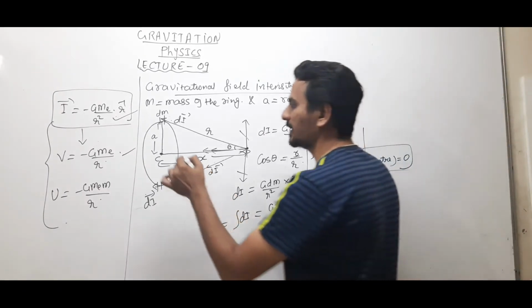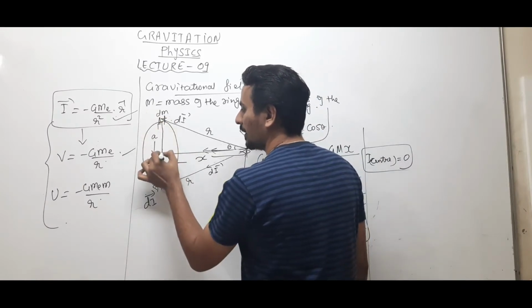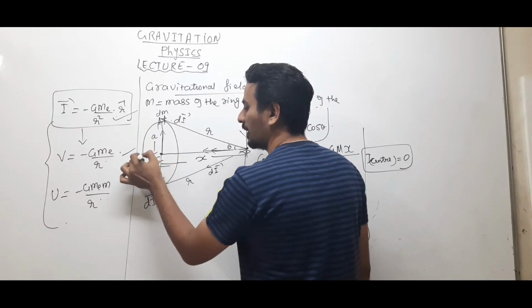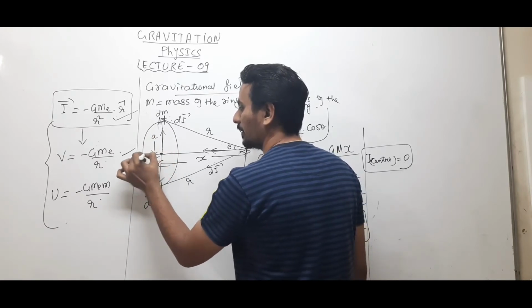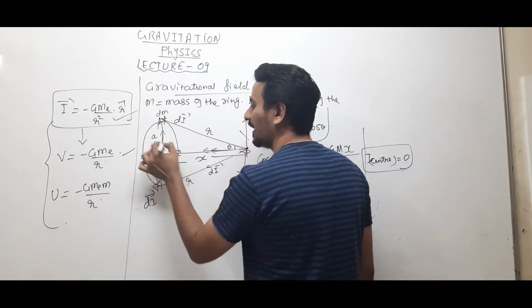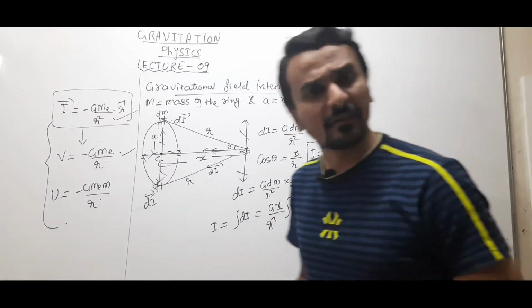We can also understand in this manner: for a part of the ring dm, its intensity will be in this direction, and here it will be in this direction. If I consider dm over here, the intensity will be in this direction. If I consider the element over here, it will be equal and opposite. So the gravitational field intensity at the center of the ring is 0.